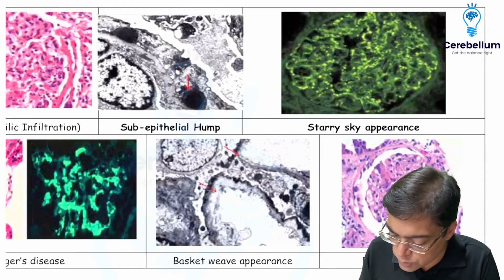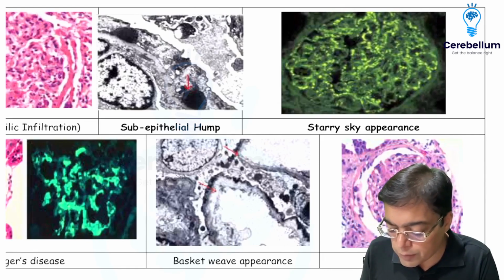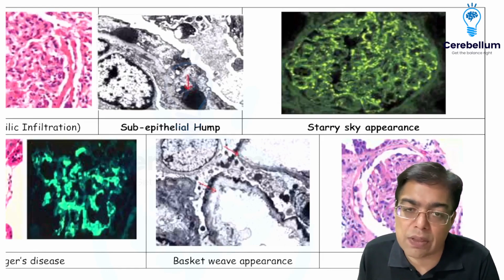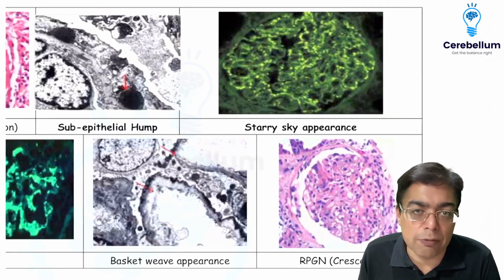This particular tissue is representative of the presence of crescent-like structures, primarily because of parietal cell proliferation. And what is the clinical significance? Just a revision. So this is going to be associated with the rapid decline in renal function.